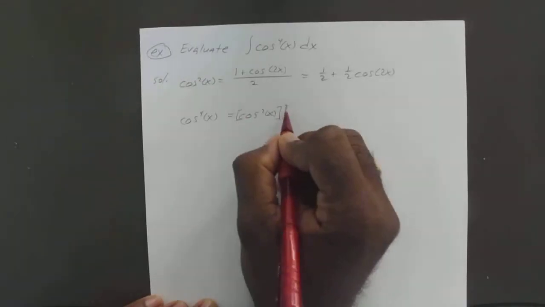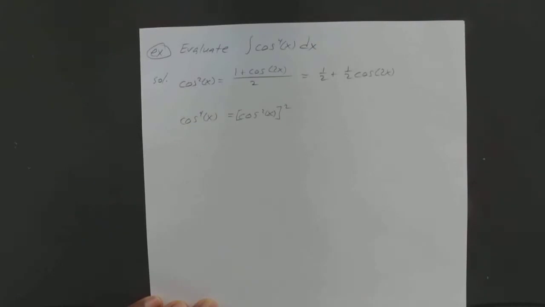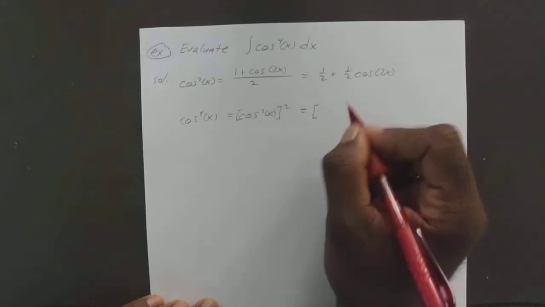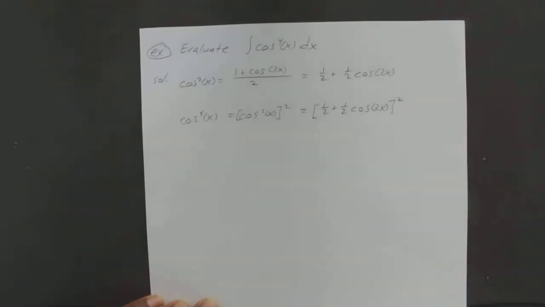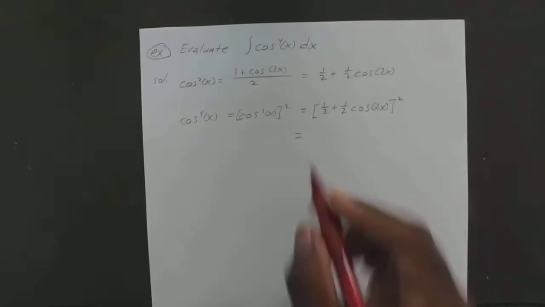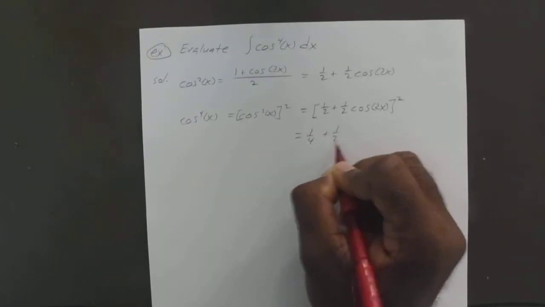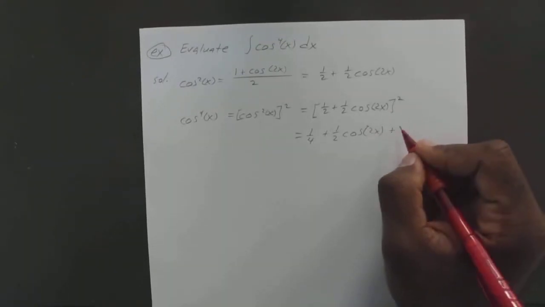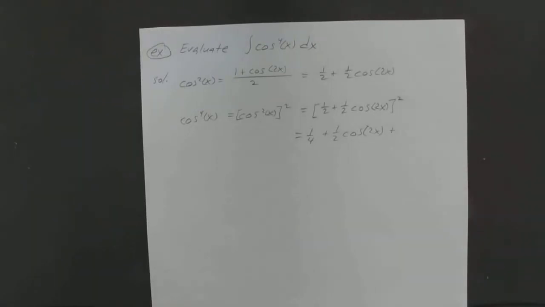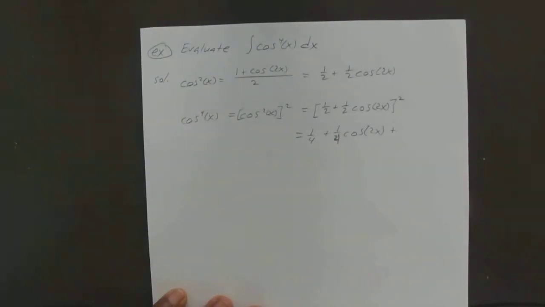So that means our cosine to the fourth of x is going to equal cosine squared of x, squared, which means our cosine squared of x gets to be replaced by 1/2 plus 1/2 cosine of 2x, squared. If we decide to write that out and FOIL it, we have 1/4 plus 1/2 cosine of 2x. Once I have cosine 2x, that's your outer and inner, which is 2 over 4. Let me make sure I get that right before I write it down.